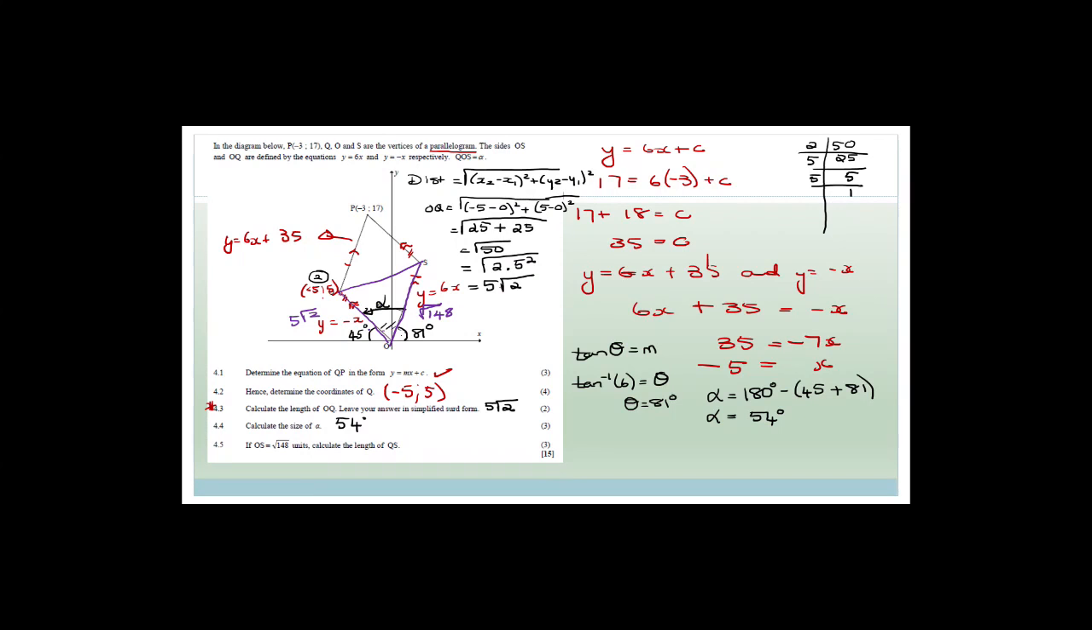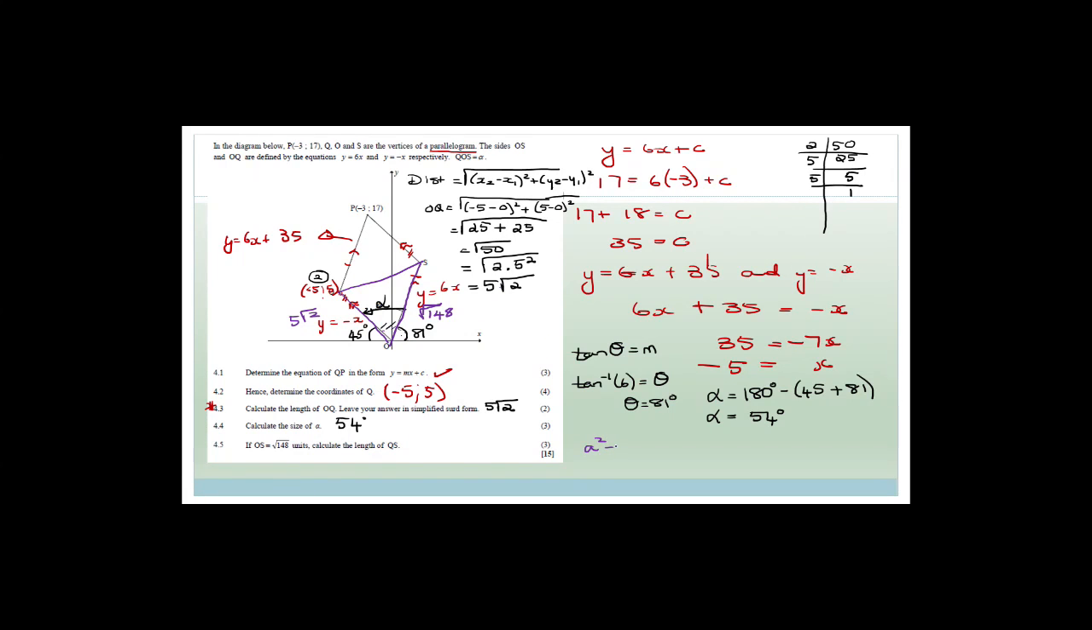But we could use some other form of trigonometry. Hang on, just let me think about this. We want the length, so we could actually use the cosine rule. It's only 3 marks though. I'm sure this is only 54 degrees, not 90 at all. 45, 81. Yeah, no. So the only way you can do this is using the cosine rule.